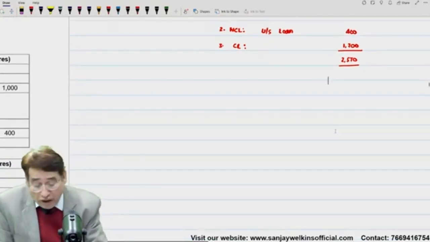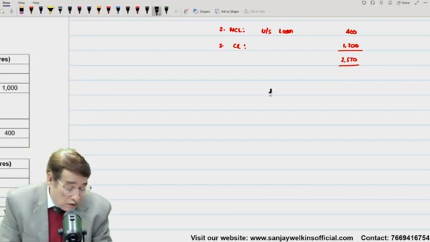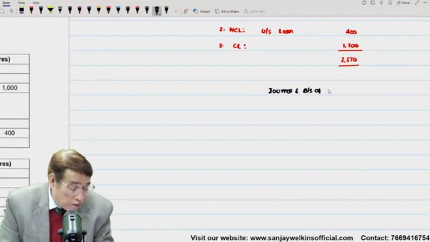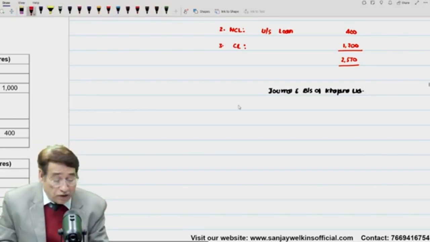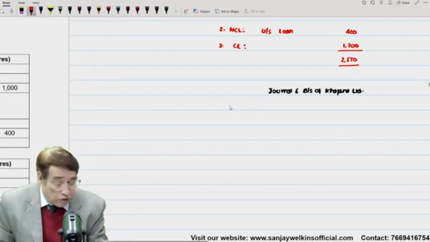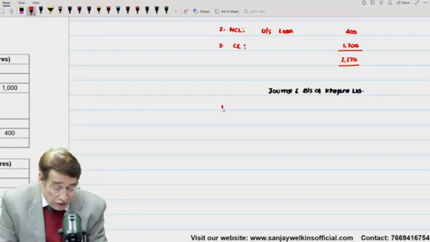Now I will prepare the balance sheet of Khajana Limited, Journal of Khajana Limited and Balance Sheet. In order to prepare the balance sheet, first of all, we need to prepare the journal. Just think of your transactions with Khajana Limited, first of all, to pass the entries.